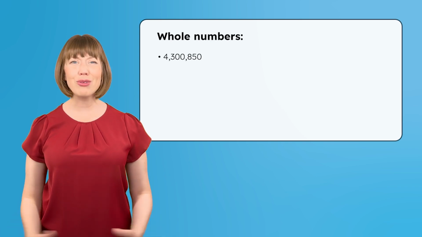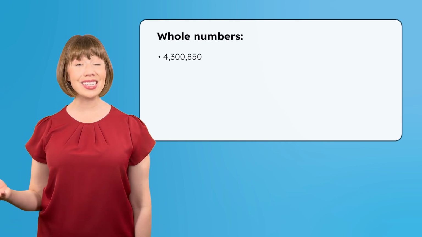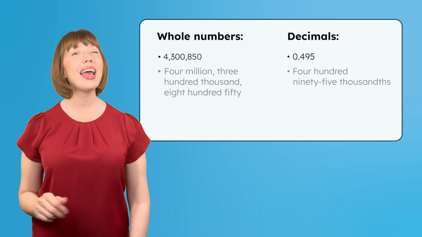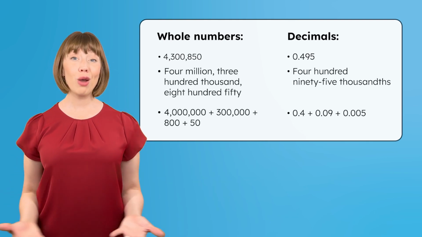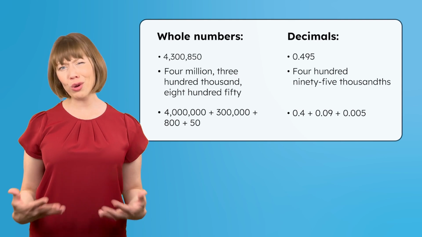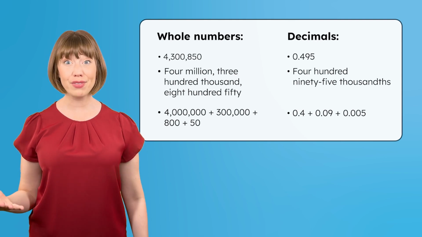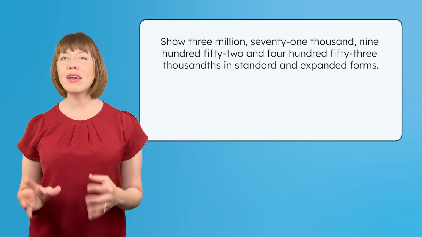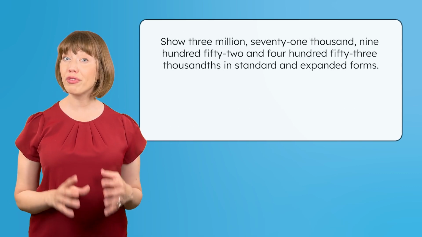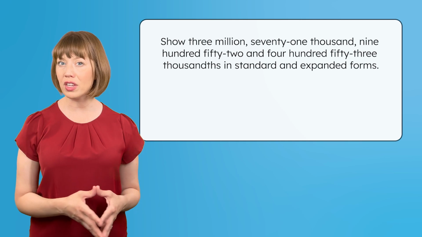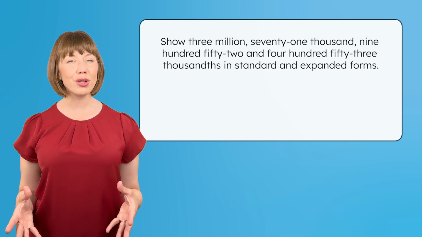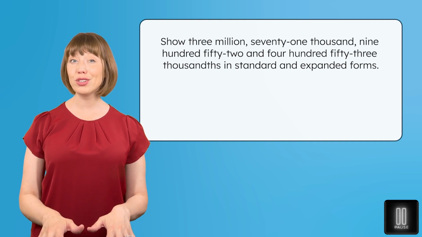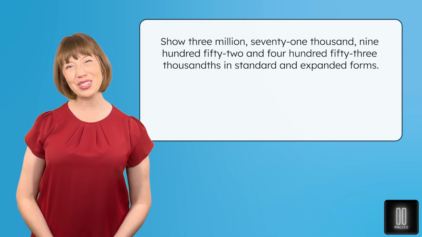We already know how to represent whole numbers through the millions and decimals down to the thousandths in standard, word, and expanded forms. Now we're going to put it all together and work with numbers that include all of those place values in a single number. For 3,071,952 and 453 thousandths, show the number in both standard and expanded forms. Pause the video here to record your thinking in your guided notes.